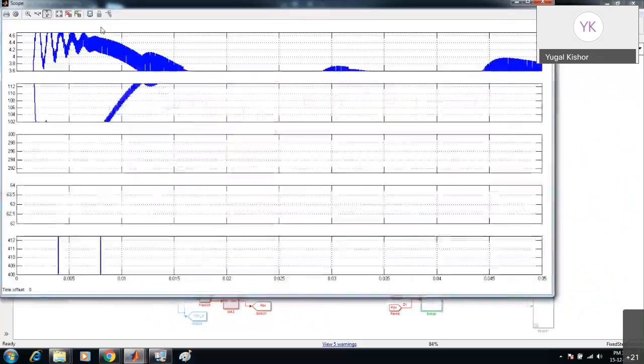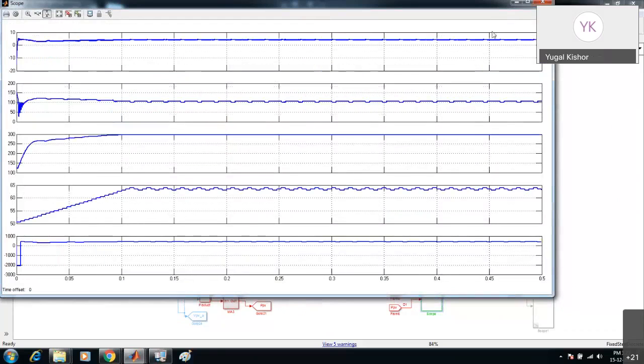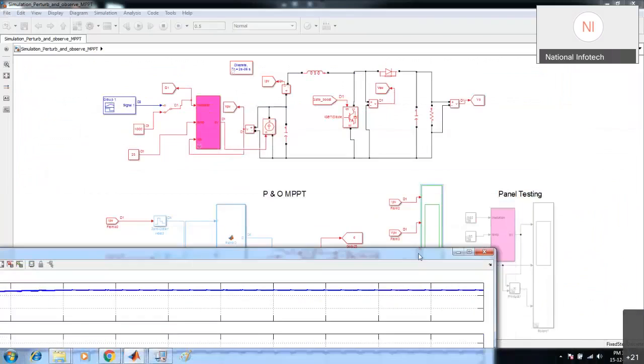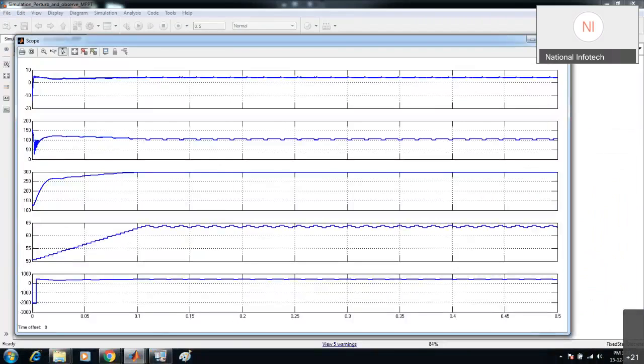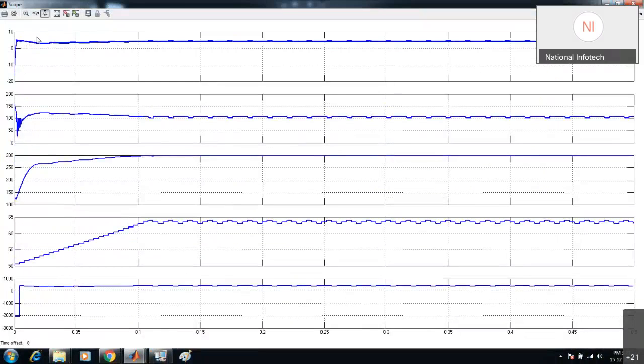Please see the waveform. The first one here is the current, VPV, VO, duty. So you can see this is your current IPV, this is your VPV, this is your boost converter output voltage, and this is your duty.